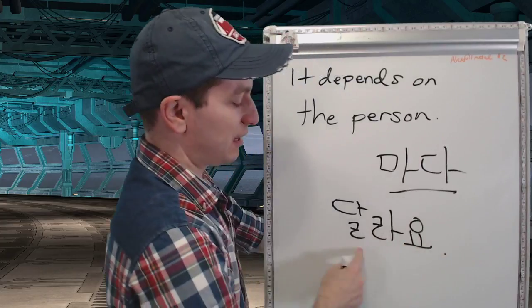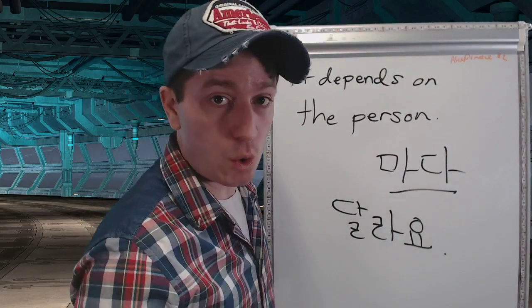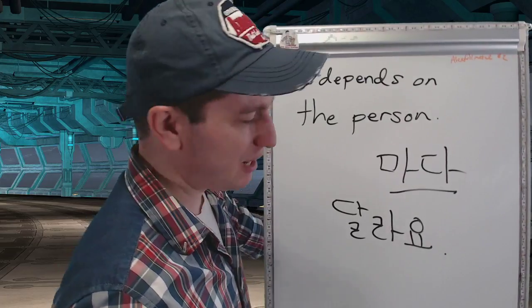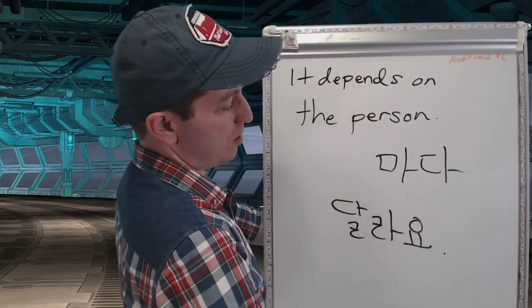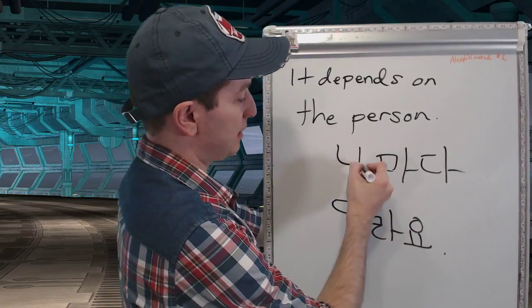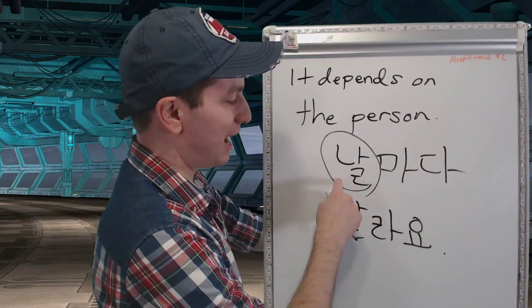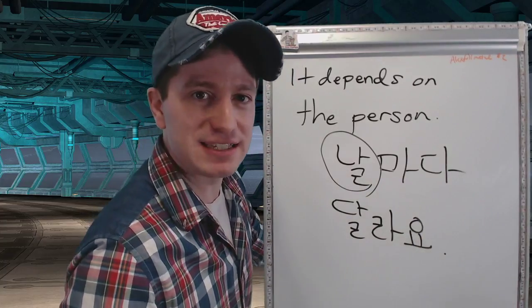So I'm just using 달라요 as the conjugation, but you can use any conjugation you want. 다르죠, 다르지, 달라 just by itself, 다르다 if you're doing plain form. So what else could we put here? One more basic one you could do would be 날, meaning the day, a day. So 날마다, each day, 달라요. 날마다 달라요. Each day is different.